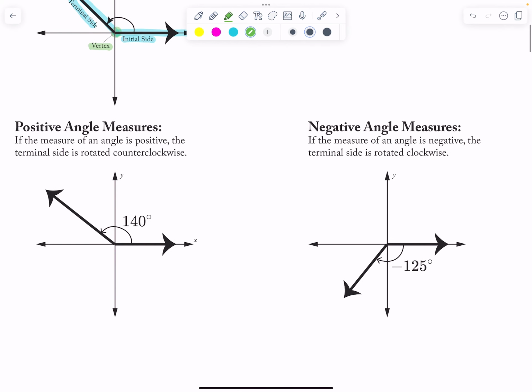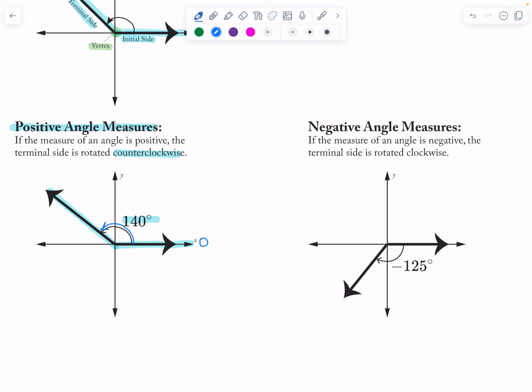So when we do positive angle measurements, we're looking at angles that go counterclockwise. So we start on the positive x-axis always. And then what we do is we go, for example, 140 degrees. So this angle here goes 140 degrees. Why does it go 140 degrees?